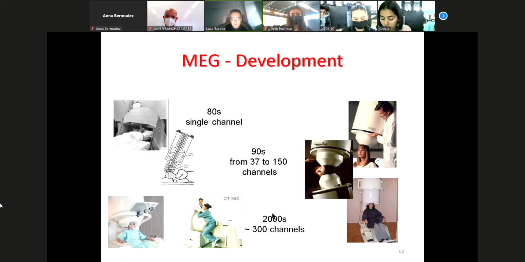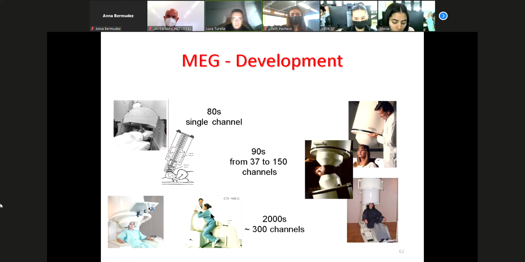Nowadays, we have systems that were developed around 2000, 2005, 2010, which are MEG systems with around 300 channels, more or less. Here you see one example of a normal MEG similar to the one that we have here at CIMEC. Here you have a specific type of MEG. This is a fetal MEG. There are very few in the world, so I'm just introducing it for you to have a complete picture of the technology. I think there are 5 or 6 in the world.